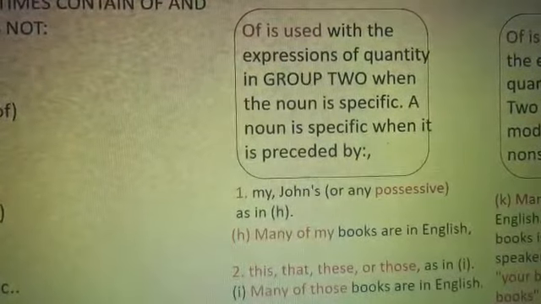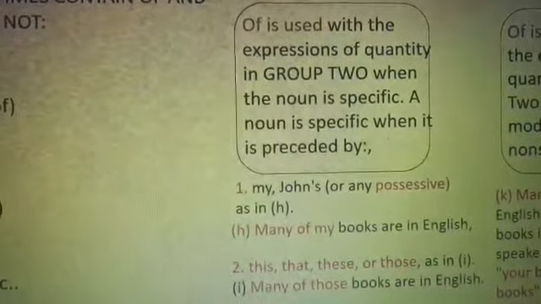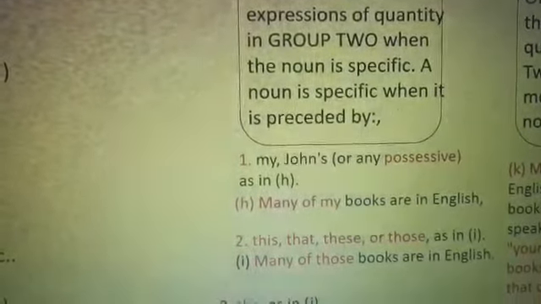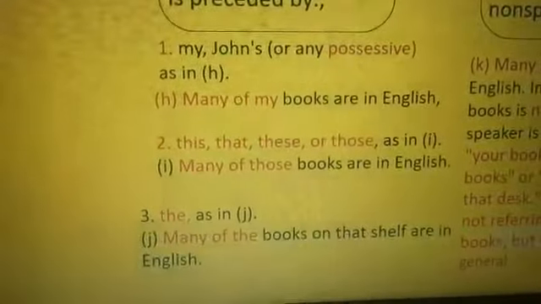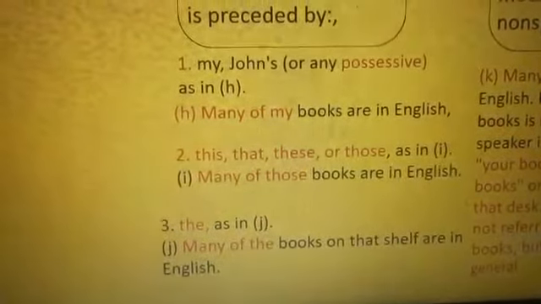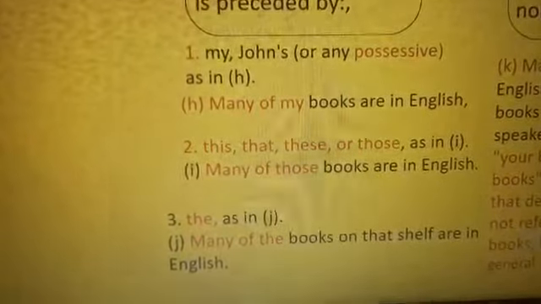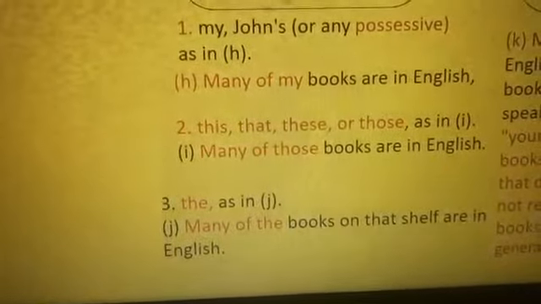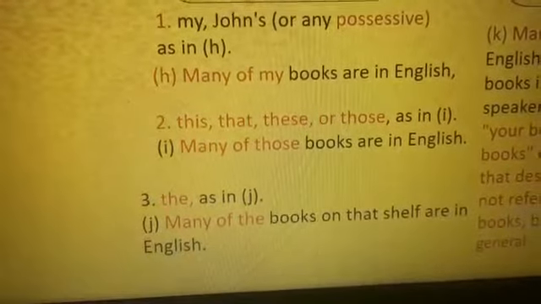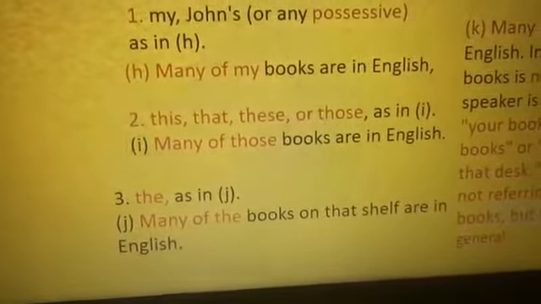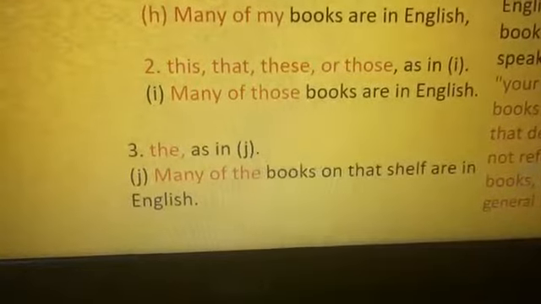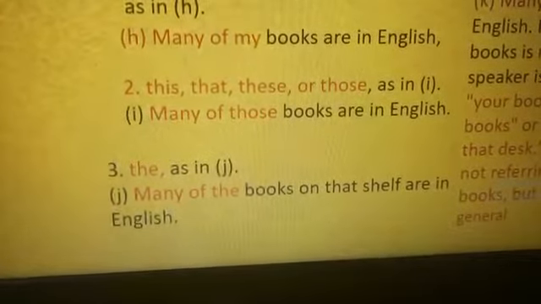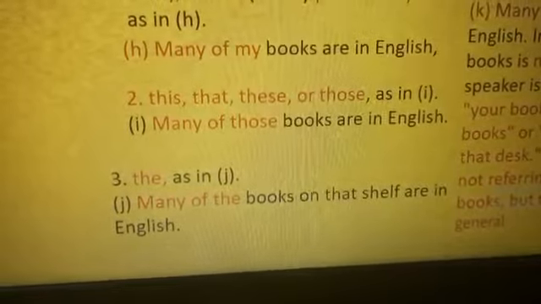Of is used with the expression of quantity in Group 2 when the noun is specific. A noun is specific when it is preceded by one, my, John's, or any possessive, as in H: Many of my books are in English. Two, this, that, these, or those, as in I: Many of those books are in English. Three, the, as in J: Many of the books on that shelf are in English.